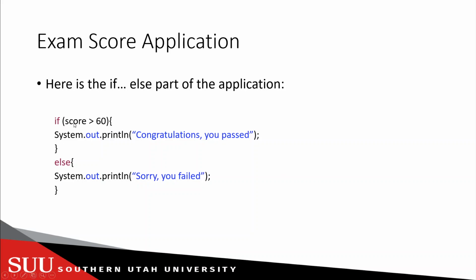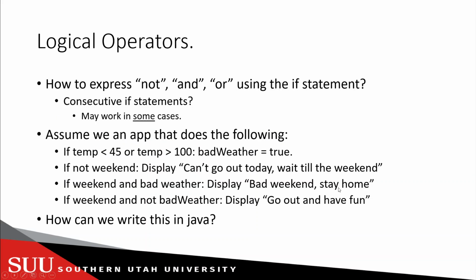So in the first condition, we say it has to be larger than 60. Now we'll talk also about logical operators, which is how do we express the following? How do we express something like not or and or even something like or? And we want to express this in some sort of if statement.